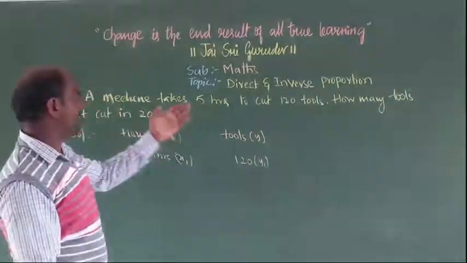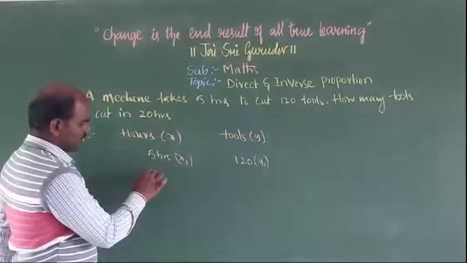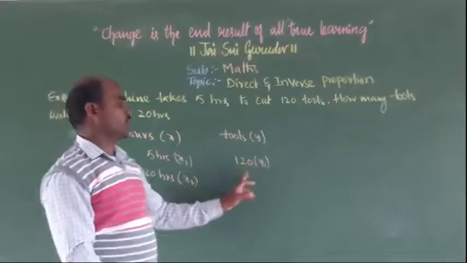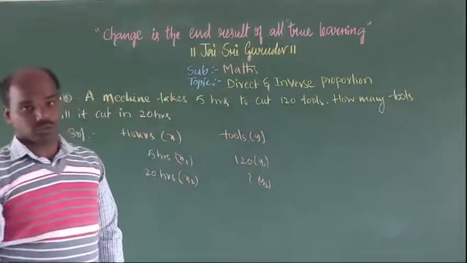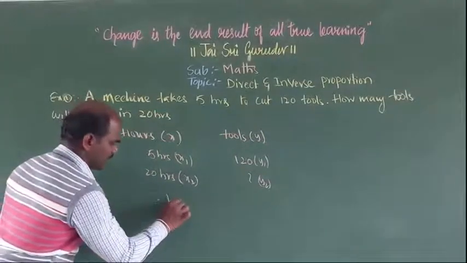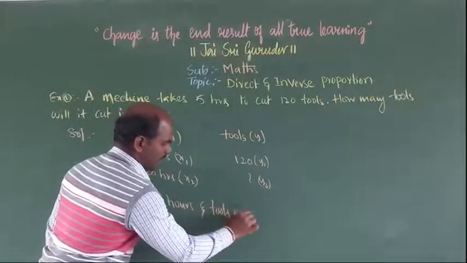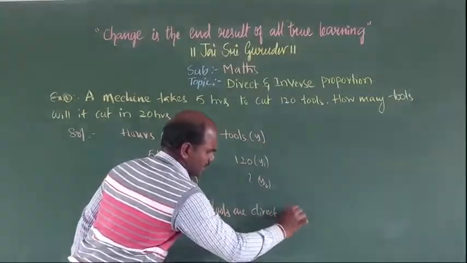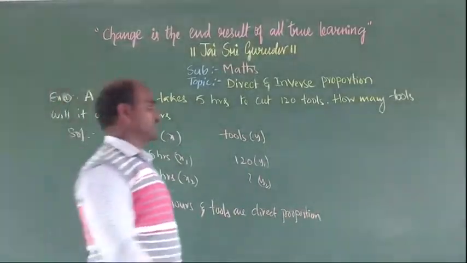Yes, hello children. So then 20 hours, that is x2. Then y2 is a question mark now. Okay, so this is the question mark. Yes, hello children. So therefore hours and tools are in direct variation or direct proportion.